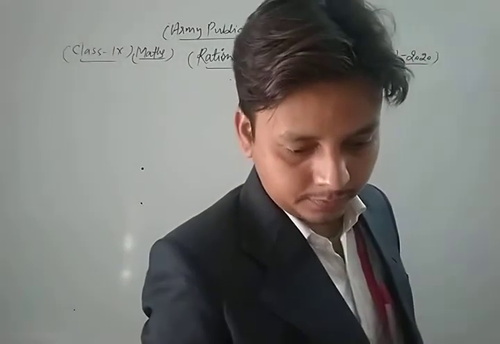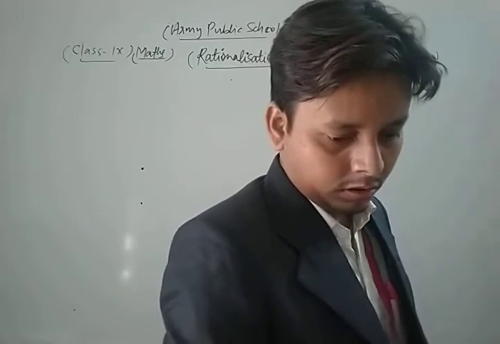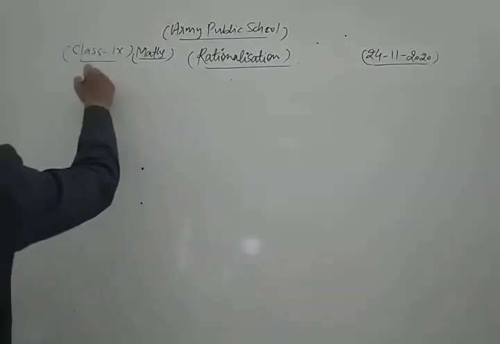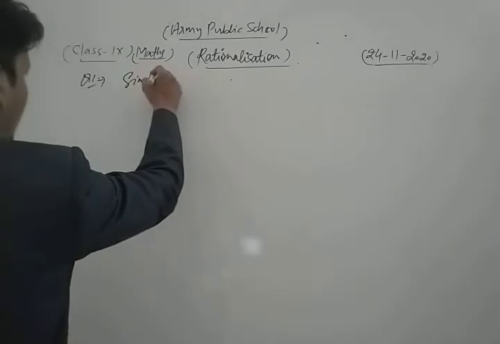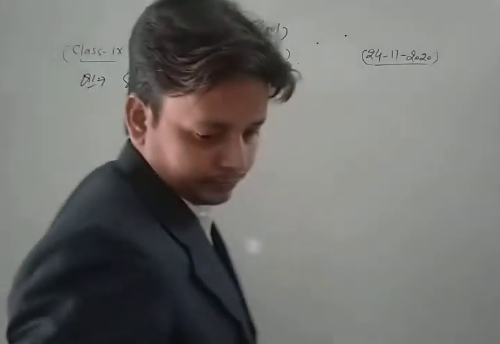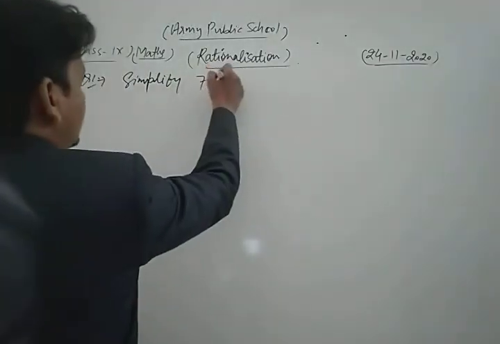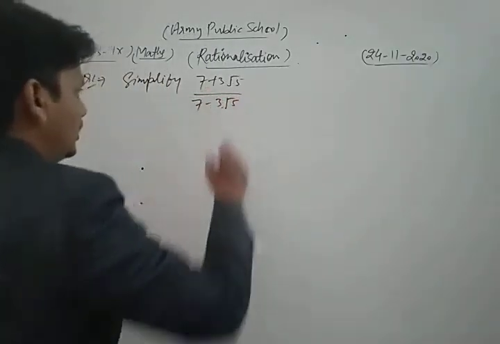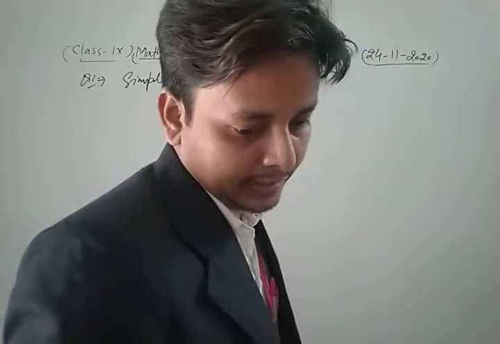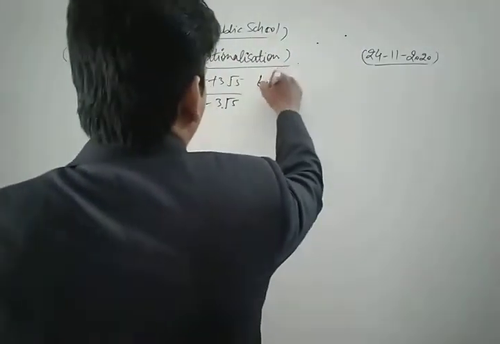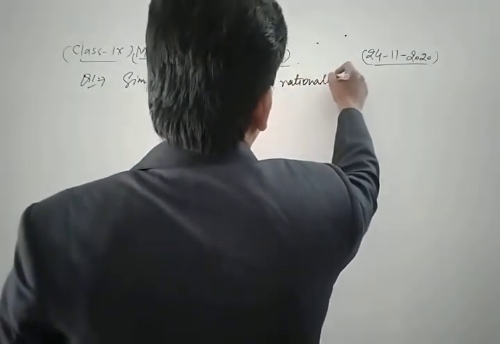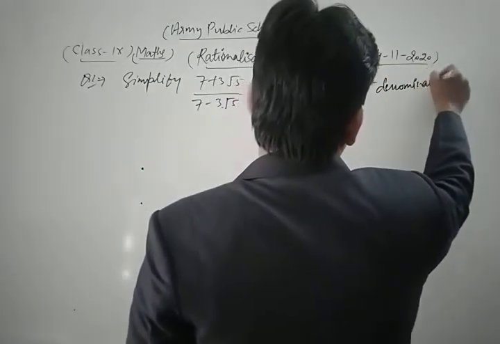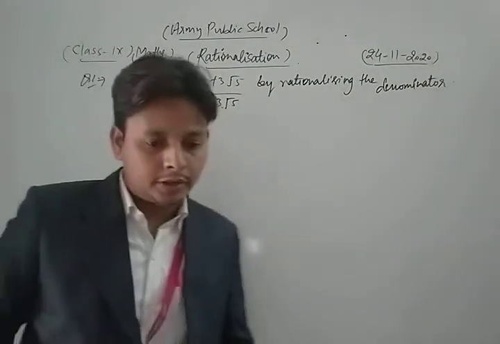Now let's see the question here. Simplify 7 plus 3 root 5 upon 7 minus 3 root 5 by rationalizing the denominator. Okay, this is the question here.